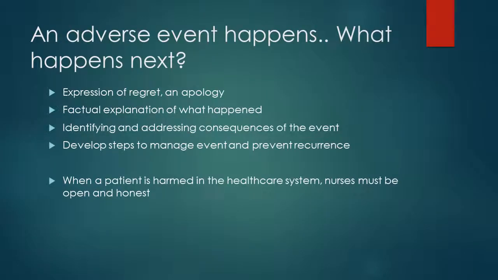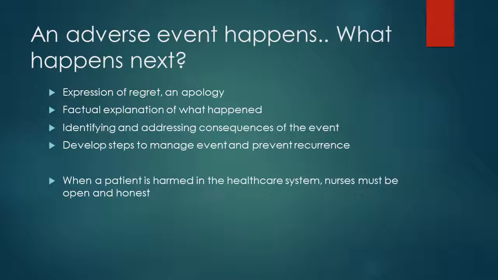So, an adverse event happens. What happens next? The National Open Disclosure Framework of 2014 defines 4 elements to facilitate this process, which are the expression of regret without admitting liability, factual explanation of what happened, identifying and addressing consequences of the event, developing steps to manage the event and prevent recurrence.